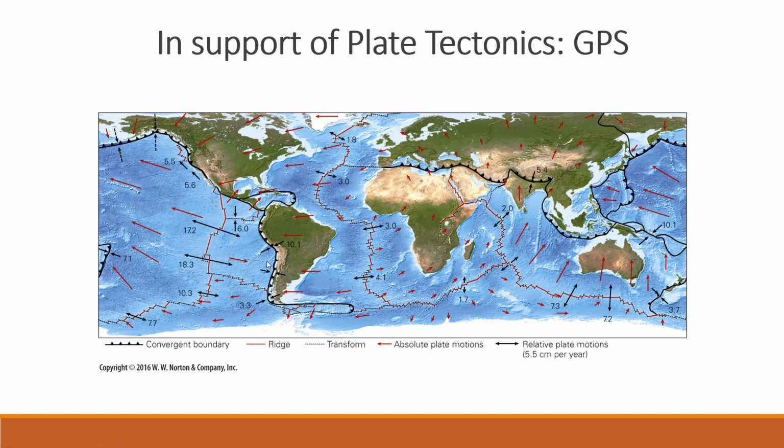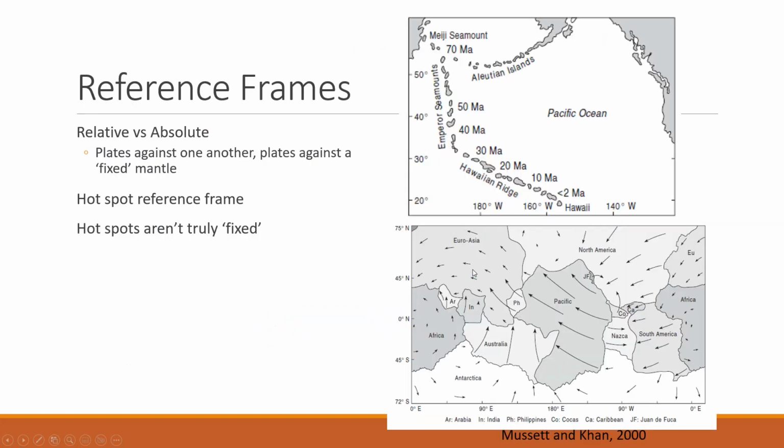That's a convergent boundary. And so in order to study this, we have to put these things into what we call a reference frame. A reference frame is how we describe the plate motion. We either have relative reference frames, where we describe one plate compared to another, or we can have an absolute reference frame, where we are comparing things to a quote fixed mantle, where we're saying the mantle is staying steady and we're moving all the plates on top of it.